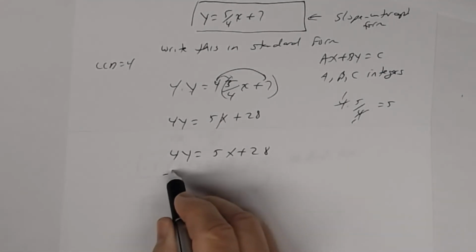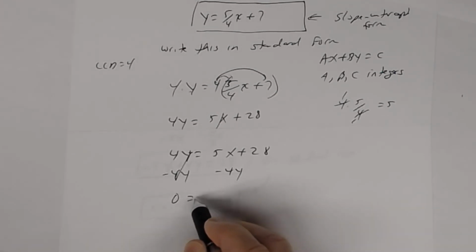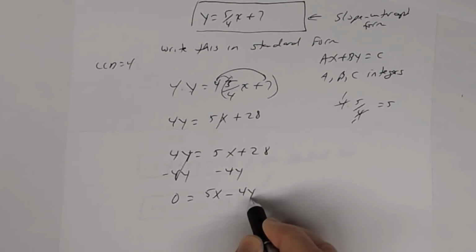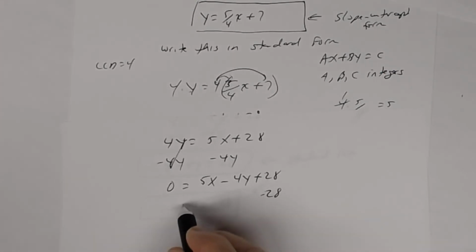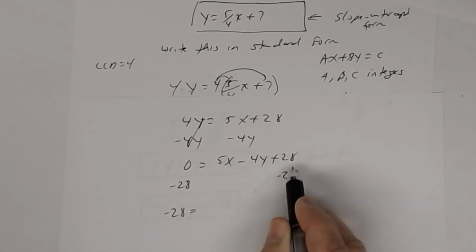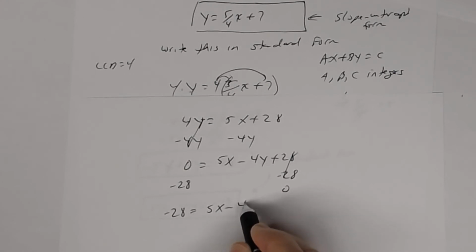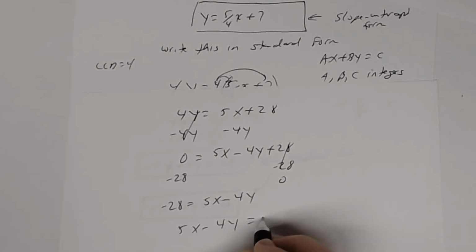So what they did was they subtracted 4y from both sides, just like that. 4y minus 4y is 0 equals, and then 5x minus 4y, well, there aren't any like terms, but let's just rewrite this as 5x minus 4y plus 28. Then they subtracted 28 from both sides. And so 0 minus 28 is negative 28 equals, combining like terms here, that's 0. And you get 5x minus 4y. And then we know that if the left side equals the right side, then the right side equals the left side, right? So 5x minus 4y equals negative 28.